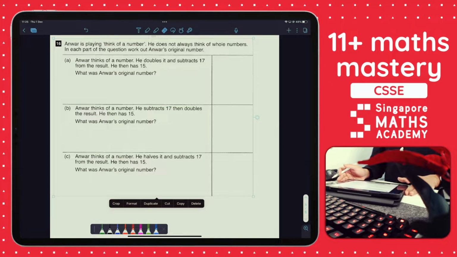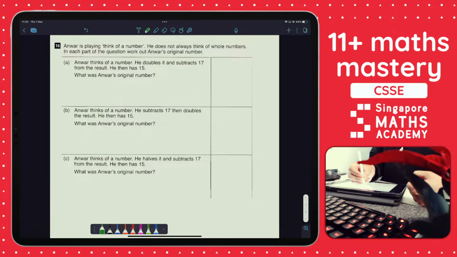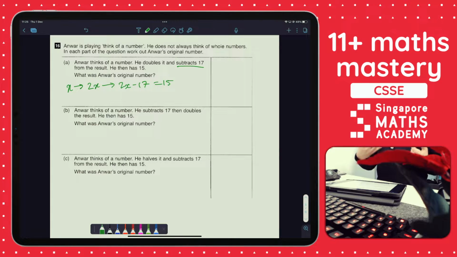So here, Anwar thinks of a number and doubles it. If we use algebra, the number he's thinking of is going to be x, and if he doubles that, it's going to be 2x. It says he doubles it and then subtracts 17, so after that it'd be 2x take away 17, and as a result he has 15. So algebraically, you can form an equation which looks like 2x take away 17 equals 15, and solve from there.